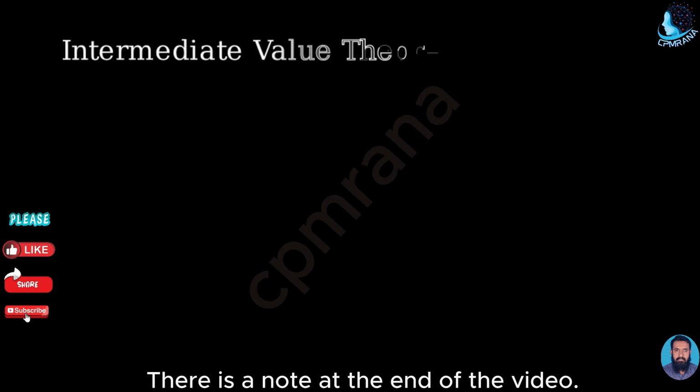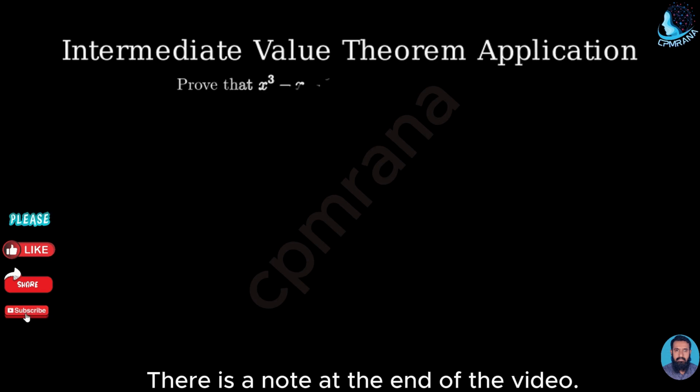Let's solve a problem using the intermediate value theorem. We need to prove that there is at least one real solution to the equation x cubed minus x minus 1 equals 0 within the interval from 1 to 2. Let's solve this step by step.